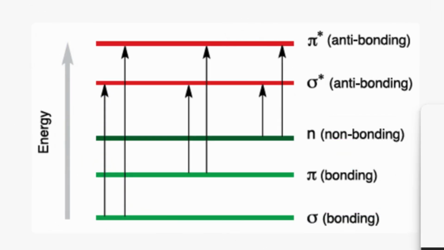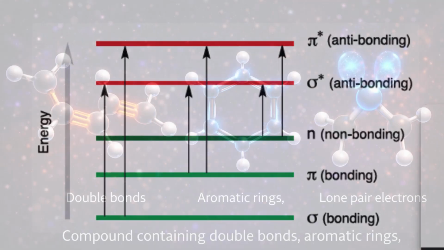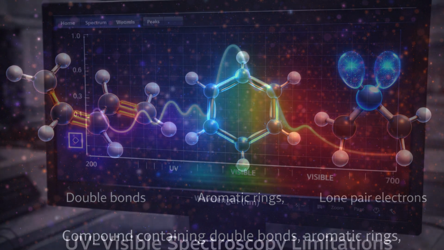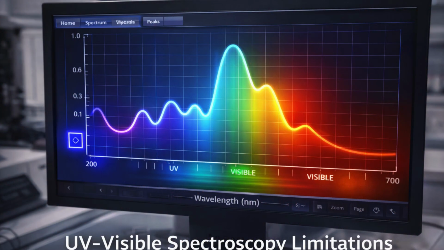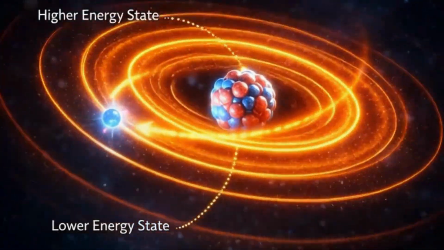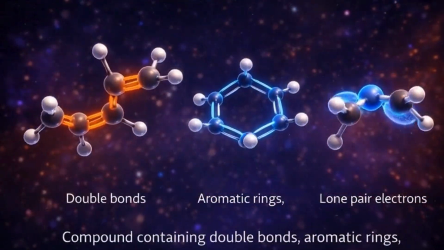These are common fingerprint transitions: sigma to sigma star, n to sigma star, pi to pi star, n to pi star. What does this mean? Compounds containing double bonds, aromatic rings, and lone pairs of electrons show UV visible absorption. These are the transitions related to double bonds, rings, and lone pairs.